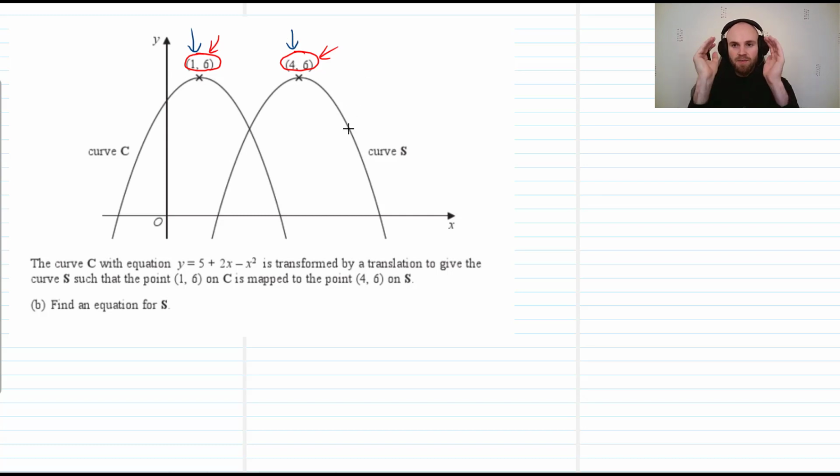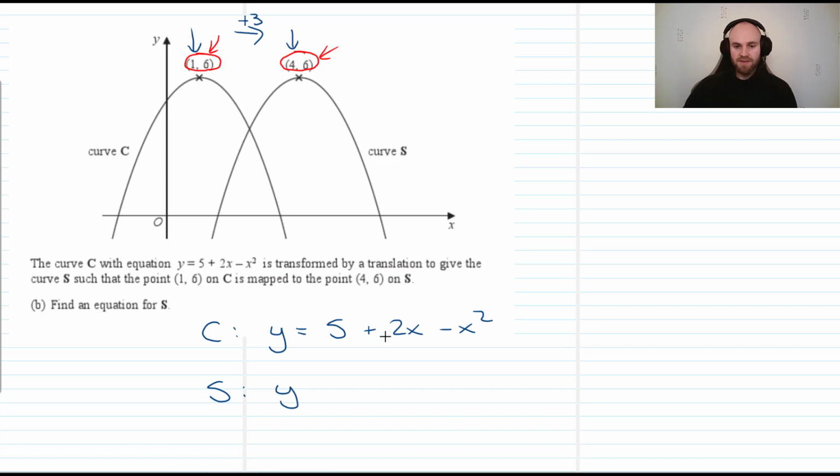So if it affects x, it's going to do something inside the bracket, but it's going to do the opposite of what we think. So because we are adding 3 to this total, when it comes to what we are going to do inside the bracket, we are going to do the opposite. We are going to subtract 3. So if C is y equals 5 plus 2x minus x squared, for S, we are just going to change every x value that we have. We are going to change it for x minus 3, not x plus 3, x minus 3. And here is our answer.